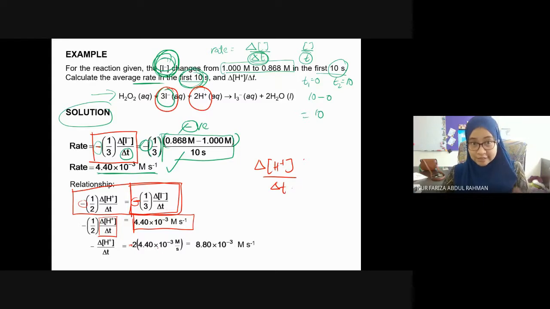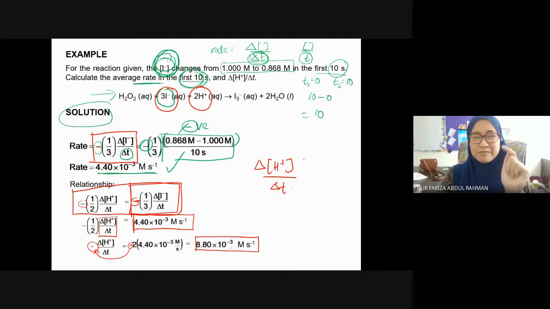Okay, so like I said, numerical values for rate should be positive, right? So you transfer the negative sign to the other side, and let it be positive value there. But you do have negative on the other side to remind you that this is reactant. Okay, this is reactant. So this value shows that the H plus decrease at a rate of 8.8 times 10 to the power of negative 3.